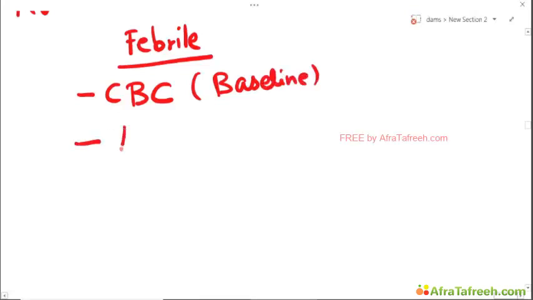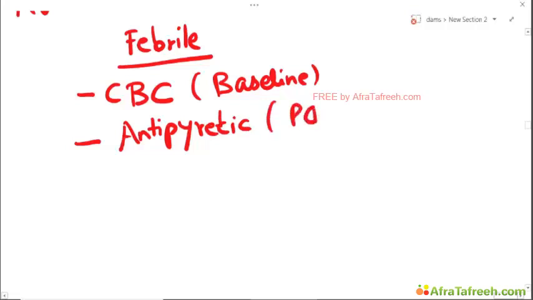So for the febrile phase, if it is just the febrile phase and the patient has not yet come to the critical phase, get a CBC, which will give you the baseline. Okay, get a CBC, give antipyretic, which is paracetamol.